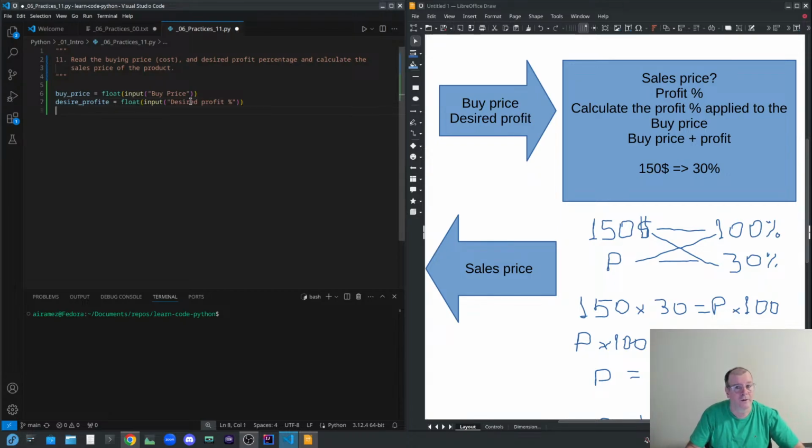Now, what do you do? Well, let's calculate the profit. So the profit, we kind of have the formula here. Profit will be the buy price multiplied by the desired profit. Remember, it's 30. And multiply is not x, it's star. My bad. And divide by 100.